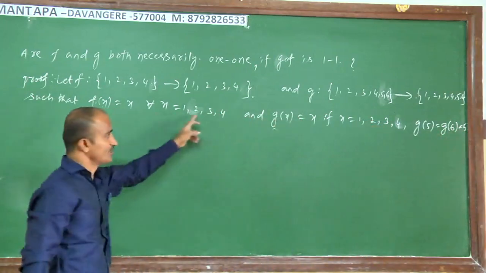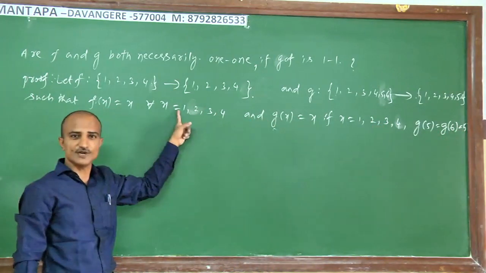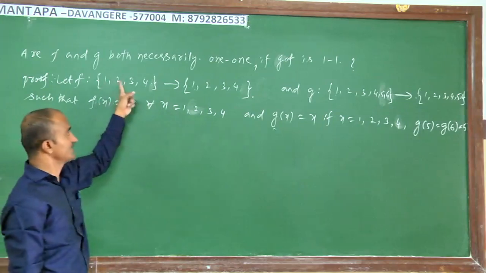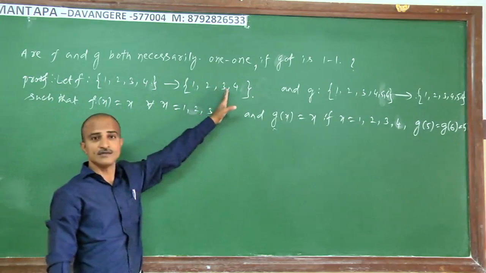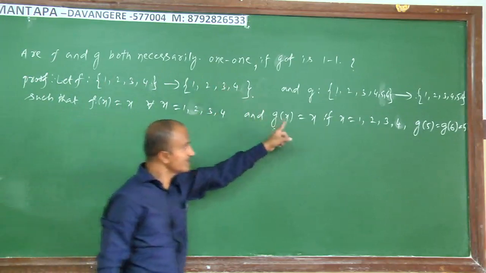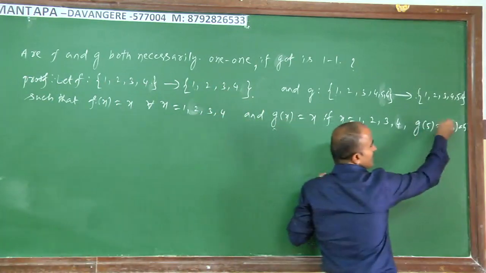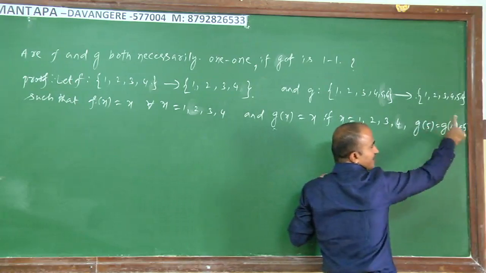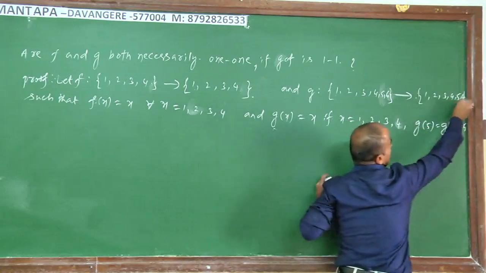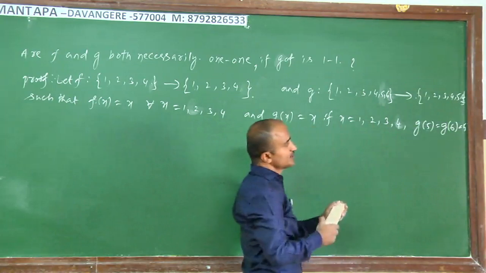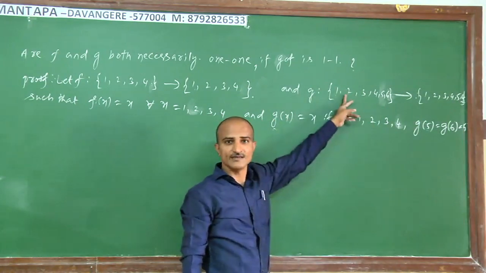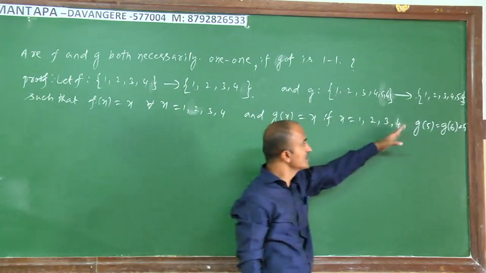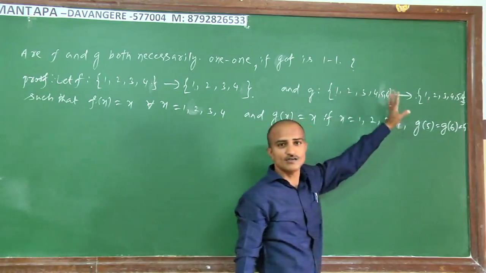Clearly f of x is 1 to 1, because distinct elements of the domain have distinct images in the codomain. Whereas here g of 5 equals g of 6; the images of 5 and 6 are both 5, so 5 and 6 have no distinct pre-images in the domain. That means that g is not 1 to 1.